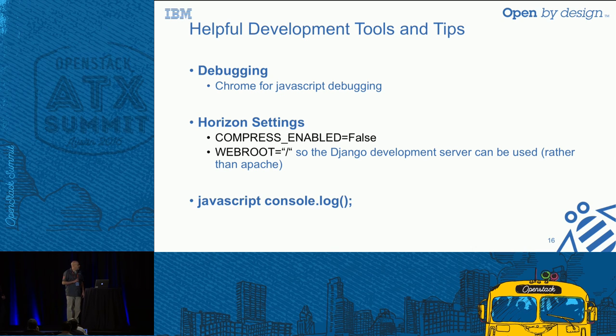Also, if you're using the development server, which I covered for some of you separately, you're going to need to change your WEBROOT to slash so it matches what's being used. You'll see that sort of information in the Horizon Developer Getting Started information. And again, once we get into writing JavaScript, sometimes it's really simple. A simple debug tool is just to throw a console.log inside your code. It'll spit out an object or a set of objects to the console, and you can see what's going on that way.